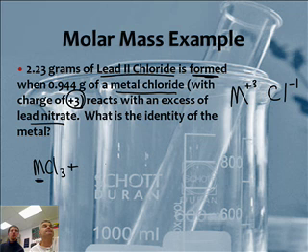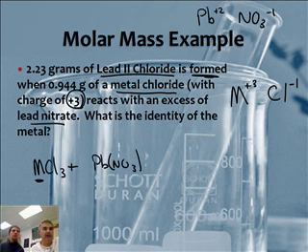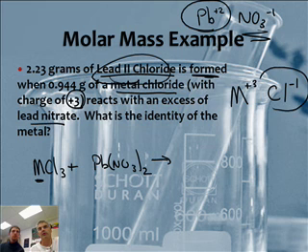It reacts with lead nitrate, lead 2 nitrate. Lead is the symbol Pb, charge +2, and nitrate is NO3 -1. So that'll be Pb(NO3)2, because you have to get the charges to cancel out. And it makes lead 2 chloride. That's putting the lead +2 with the chloride -1. When you put these together, you make PbCl2.